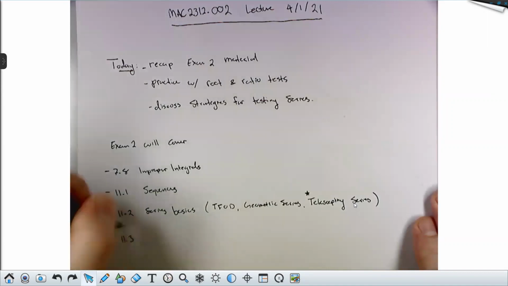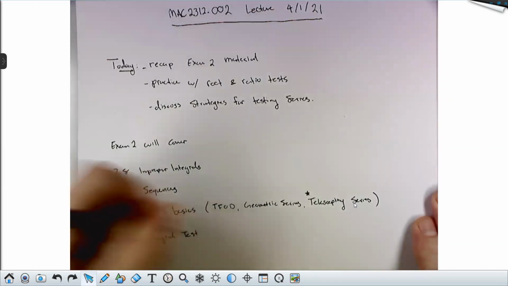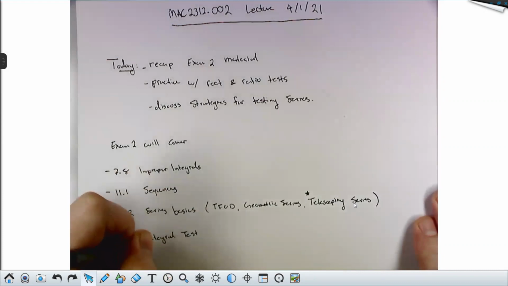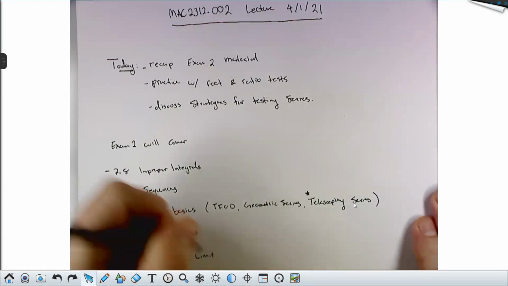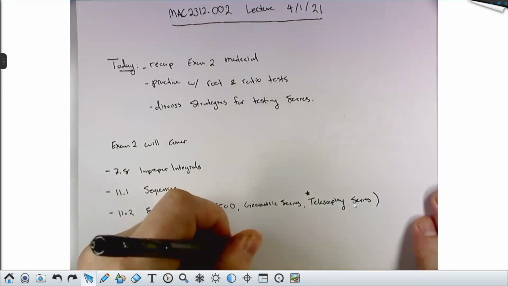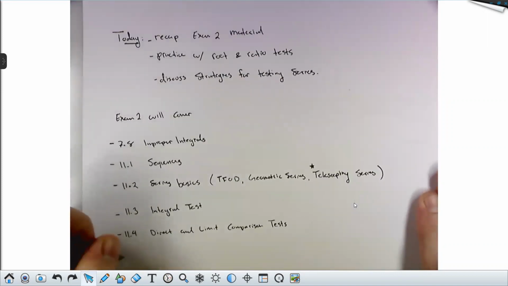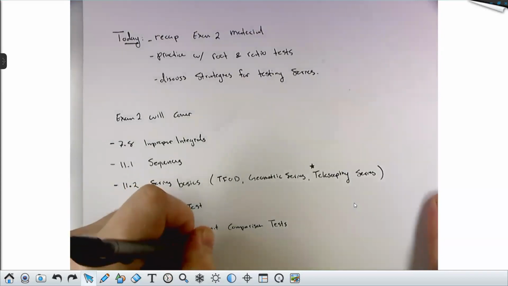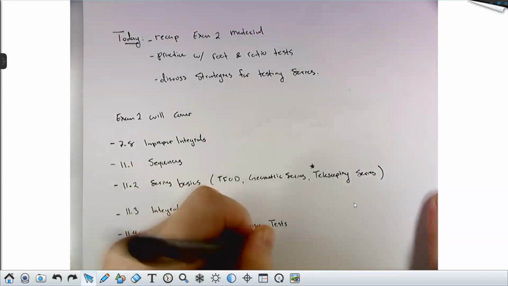11.3 is on the test. This was on the integral test. 11.4, which is on the 2 comparison tests, the direct and limit comparison tests. 11.5, which is on the alternating series test. And the estimation theorem.